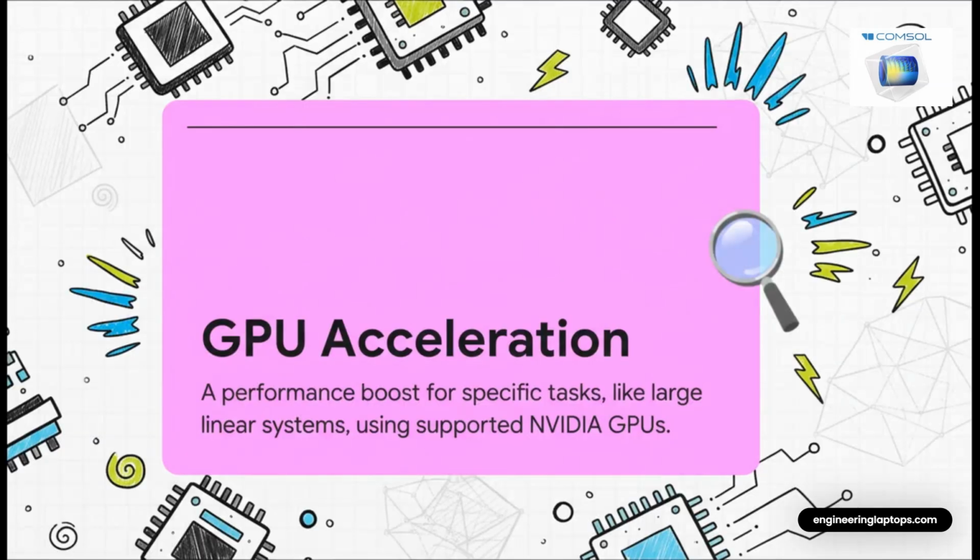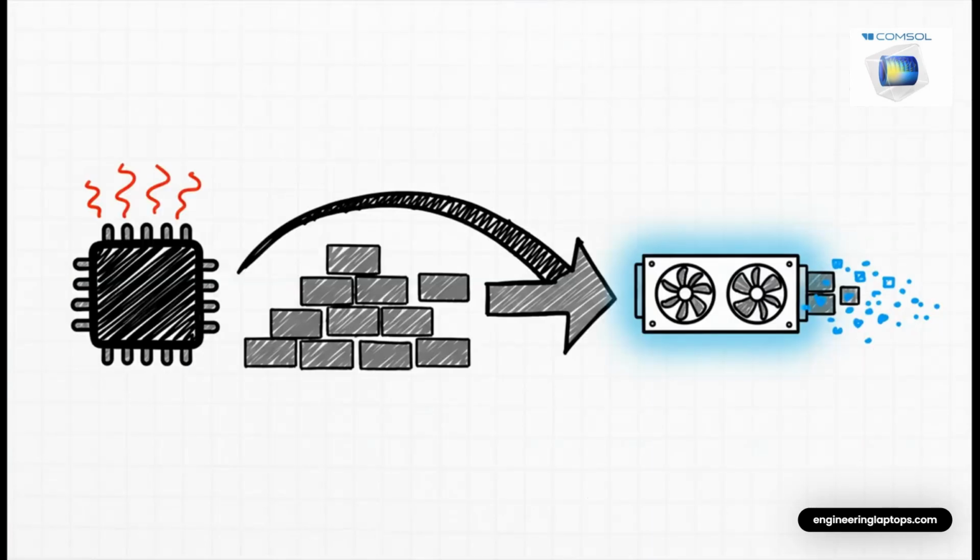it creates. So what about the graphics card, the GPU? This is an interesting one. While it isn't a core requirement for most of the software to just run, a supported NVIDIA GPU can act like a powerful coprocessor. It can give you a really significant speed boost, but only for very specific and very demanding mathematical jobs.